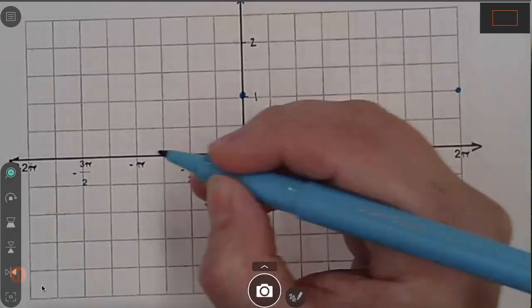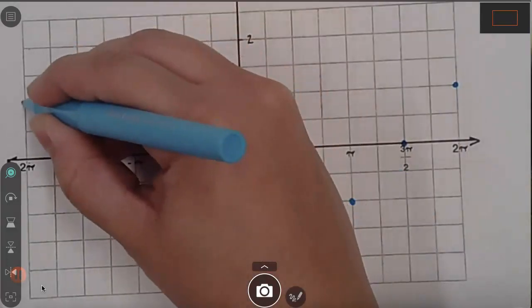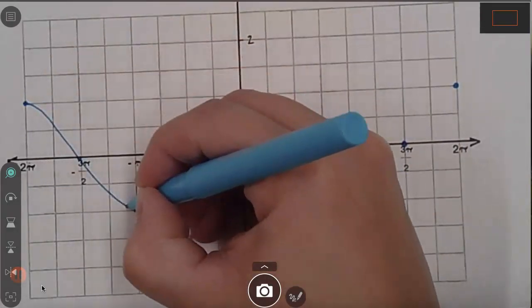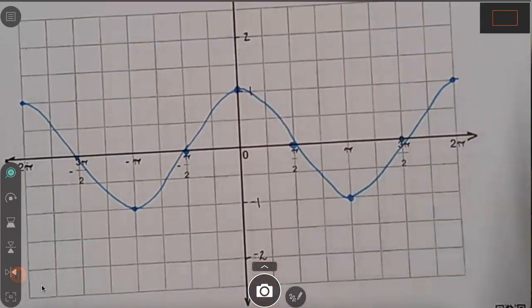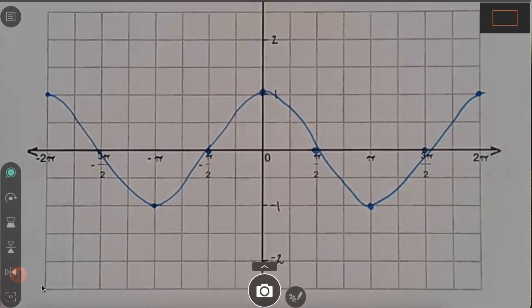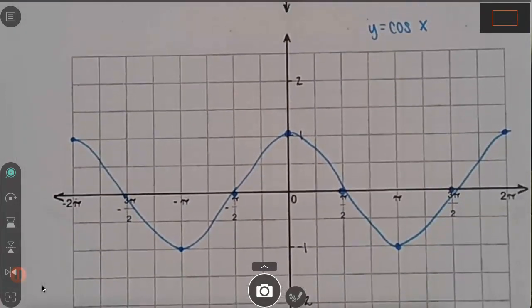And then the other half of my axis reflects the first half. And we get a wave that is basically just a phase shift of sine. So here's sine, here's cosine.